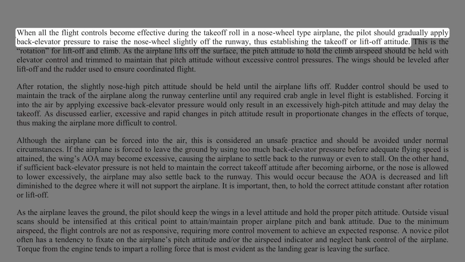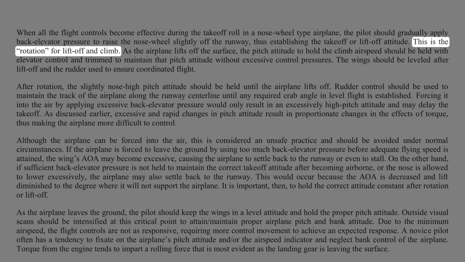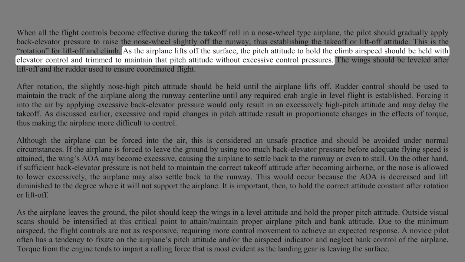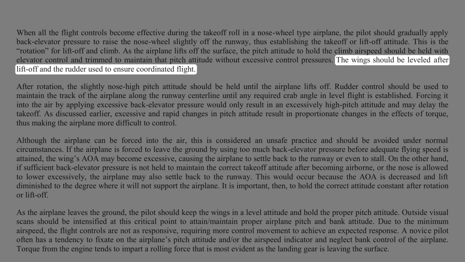When all the flight controls become effective during the takeoff roll in a nosewheel type airplane, the pilot should gradually apply back elevator pressure to raise the nosewheel slightly off the runway, thus establishing the takeoff or lift-off attitude. This is the rotation for lift-off and climb. As the airplane lifts off the surface, the pitch attitude to hold the climb airspeed should be held with elevator control and trimmed to maintain that pitch attitude without excessive control pressures. The wings should be leveled after lift-off and the rudder used to ensure coordinated flight.